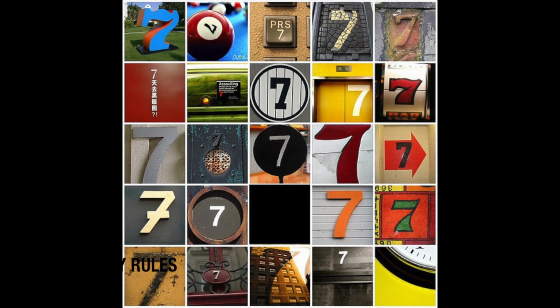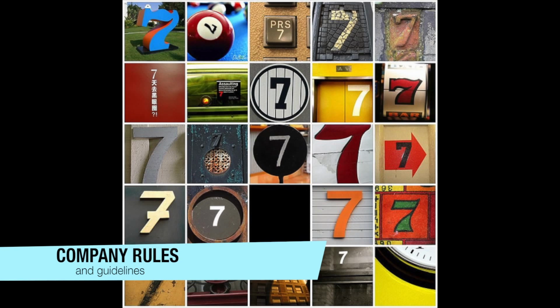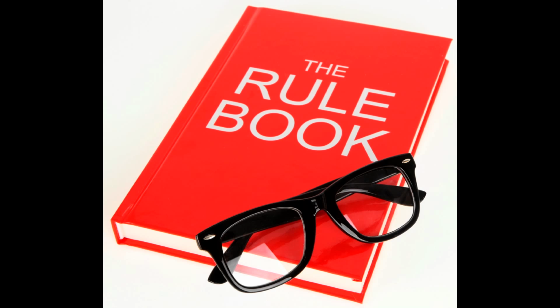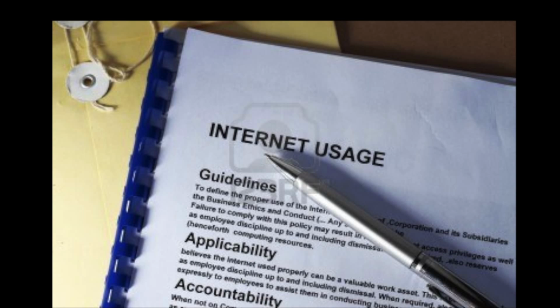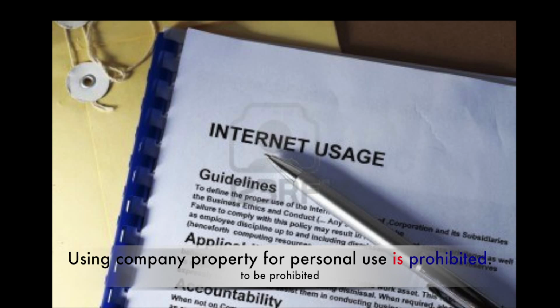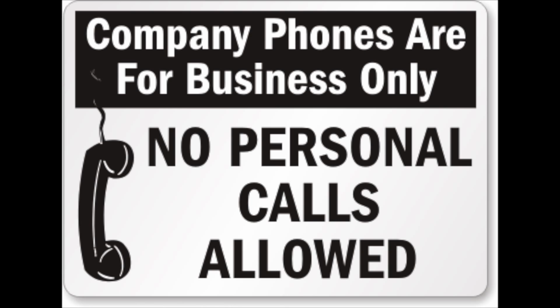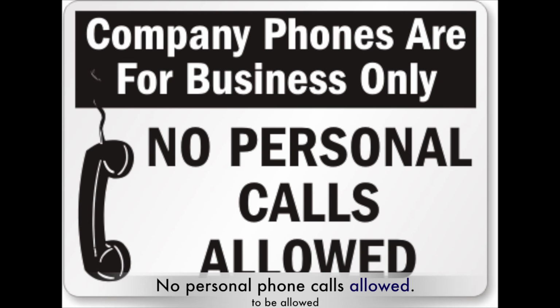What about company rules and guidelines? All companies have a rule book. Employees are not permitted to drink during business hours. Using company property for personal use is prohibited. No personal phone calls allowed.